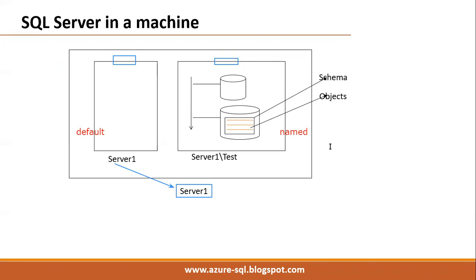Okay, right. So again, here in an instance, we have databases. The hierarchy we have to understand: under an instance, we have one or more databases. Under a database, we have schemas. Under a schema, we have objects: tables, views, stored procedures, functions, like this.